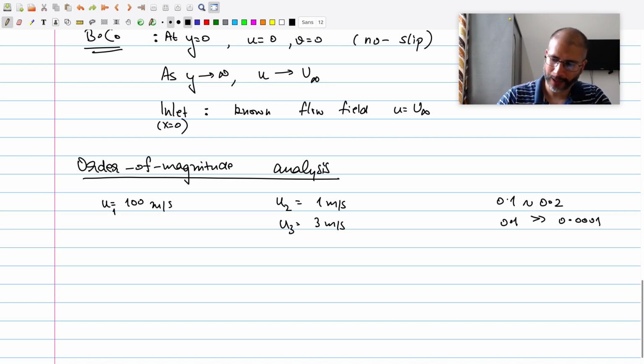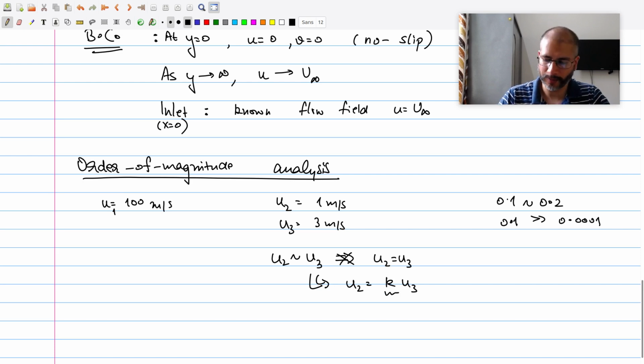Okay, so please don't confuse when I say that the order of u2 is the same as the order of u3, so that does not imply that u2 is equal to u3. What that typically would mean is that u2 is some constant times u3, and that constant is somewhere between, say, 1 and 5 or something like that. So this tilde will not mean they are equal, they are of the same order, right?